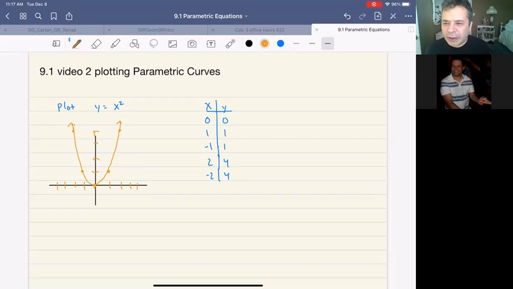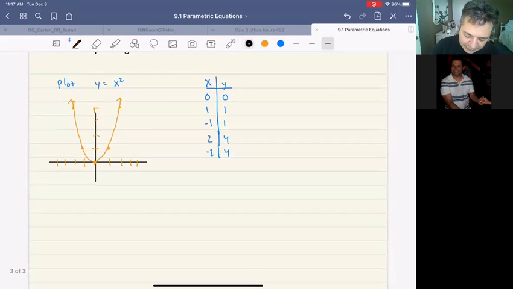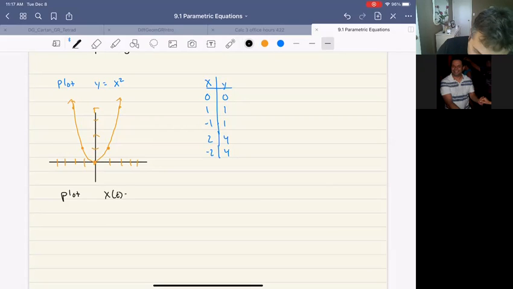Plotting parametric curves isn't really that much different. We're just going to have a t involved. So let's plot x of t equals t minus 1, y of t equals t cubed plus 1, with t going from -2 to 2.